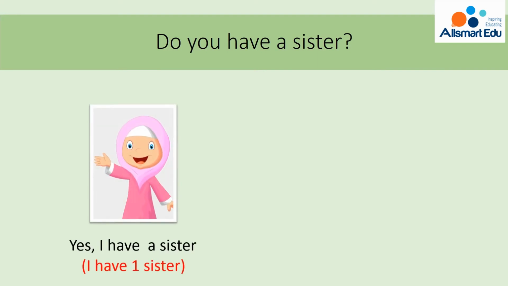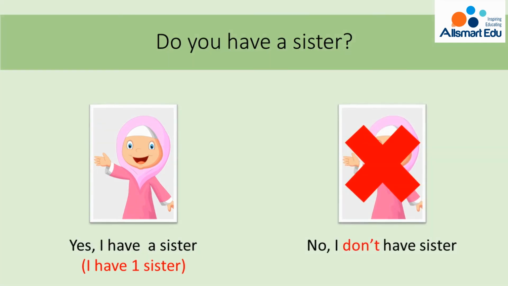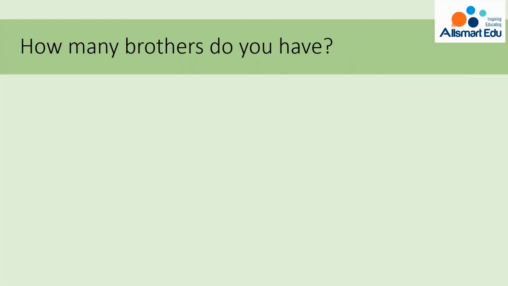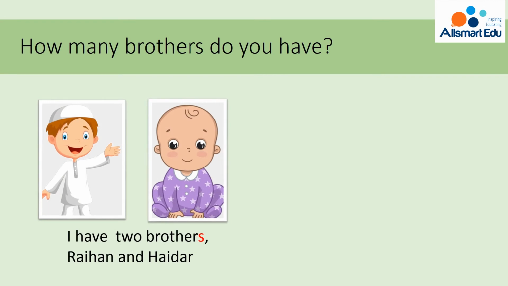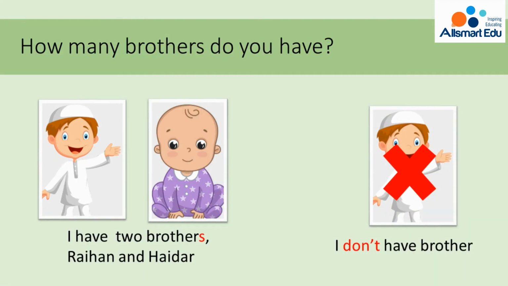Do you have a sister? If you have a sister, you can say, yes, I have a sister. I have a sister means I have one sister. And if you don't have sister, you can answer no, I don't have sister. How many brothers do you have? You can mention how many brothers that you have. If you have one brother, you can say, I have a brother, I have one brother. And if you have two brothers, you can say, I have two brothers. And you can mention their name. And if you don't have brother, you can say, I don't have brother.